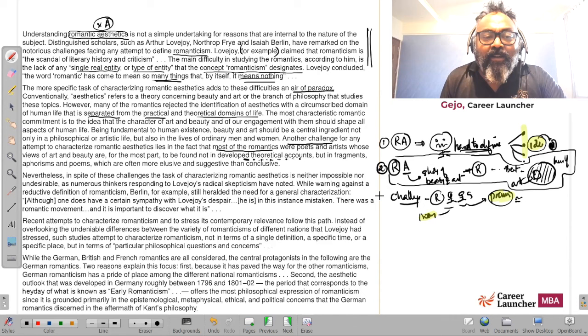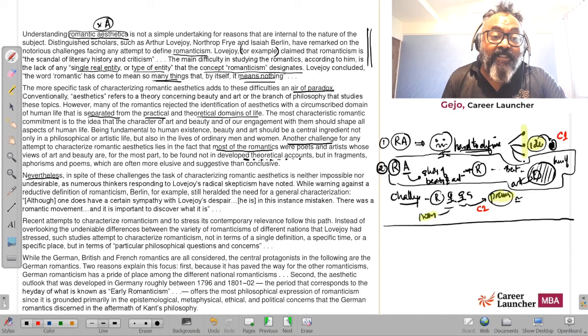Okay. Nevertheless, so now, nice. The author has moved again. The author has talked about challenge number one here. The author has talked about challenge number two here. And then the author is moving and saying nevertheless. In spite of these challenges, the task of characterizing romantic aesthetics is neither impossible nor undesirable, as numerous thinkers responding to Lovejoy's radical criticism have noted.